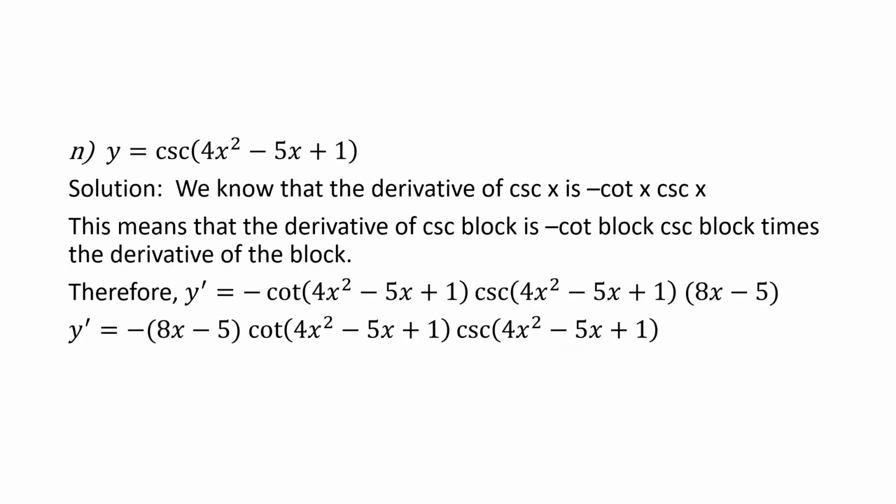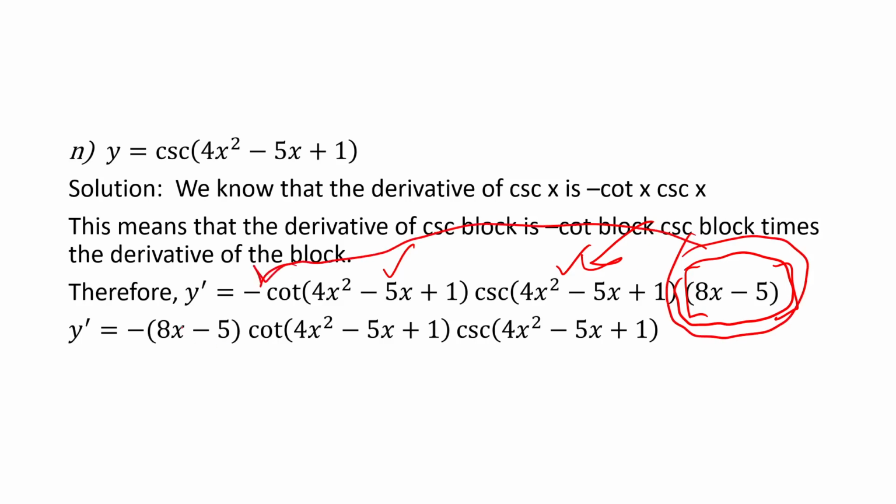And so we can show on our next screen the ultimate derivative. Instead of negative cotangent x cosecant x, we call it negative cotangent block cosecant block times the derivative of the block. And just to make sure people understand that this 8x minus 5 is not directly multiplying with that 4x squared minus 5x plus 1, it's not a bad idea to put this 8x minus 5 in front. So it comes all the way in front here and multiplies by that -1 factor. So we get negative quantity 8x minus 5 times cotangent block times cosecant block.